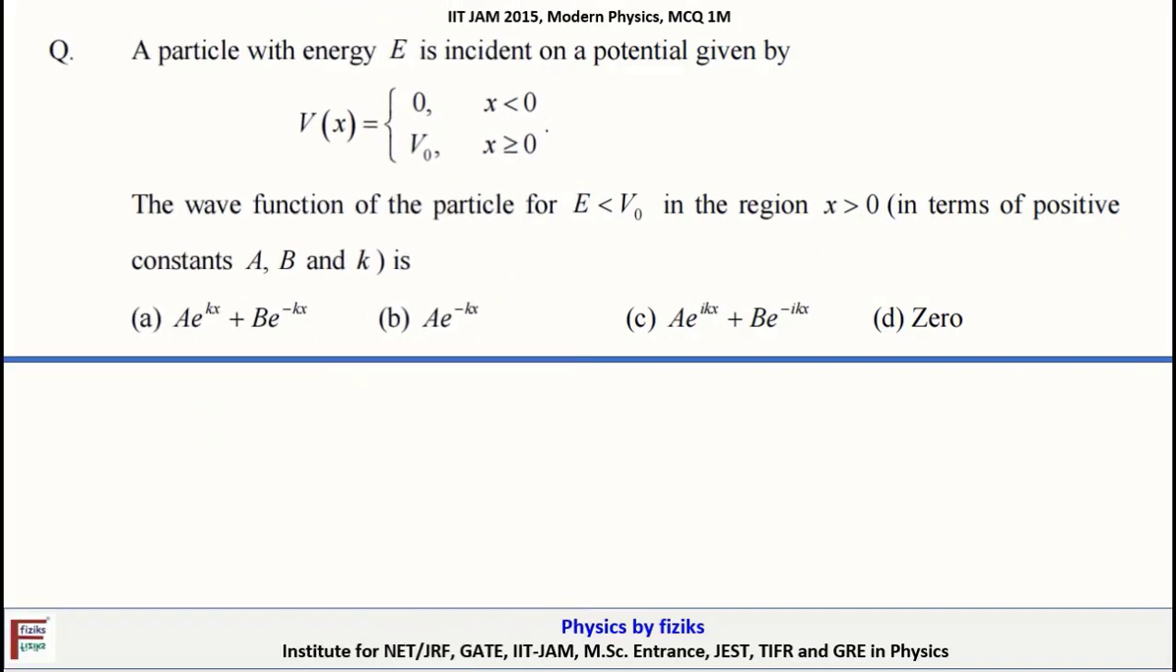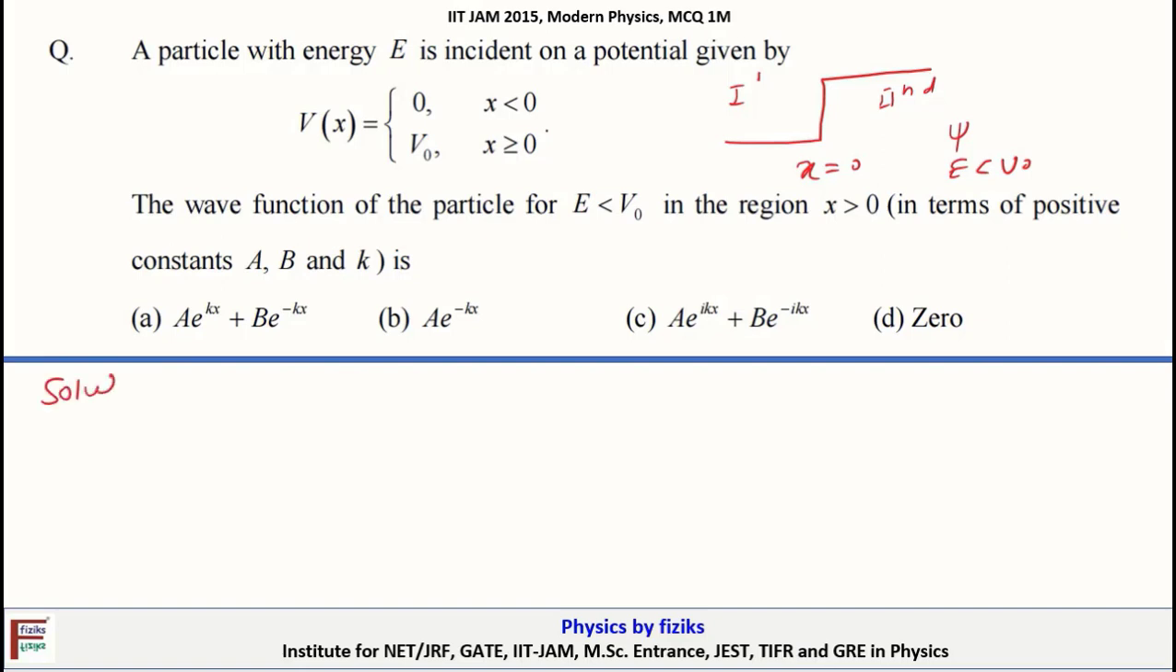We are discussing the IIT-JAM 2015 modern physics problems. A particle with energy E is incident on a potential V(x). The wave function of a particle for E greater than V0 in the region x greater than 0 is... So we have a barrier at x equals 0. We have to determine that, which is region 1. Second, the wave function of a particle for E less than V0 in region second.